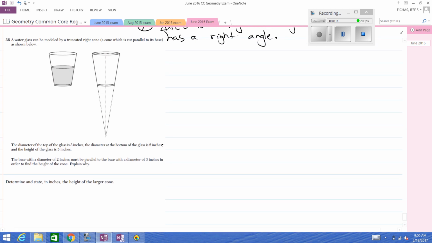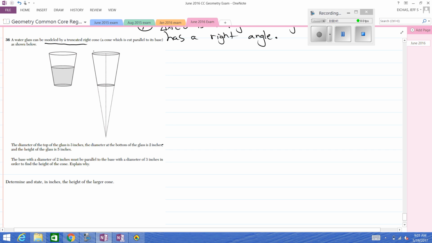All right, so what we have is a water glass that is modeled after a truncated right cone. Basically, they're showing right here, if this were to continue, it would be a cone. Or in other words, you could look at it as one big cone and then take away the smaller cone. So, all right, pretty neat here.